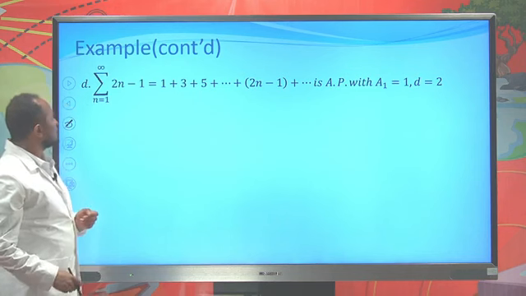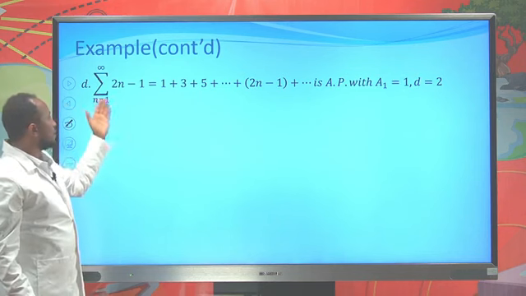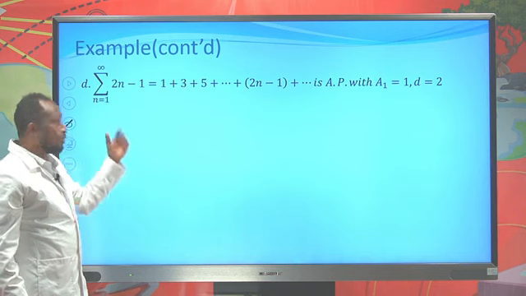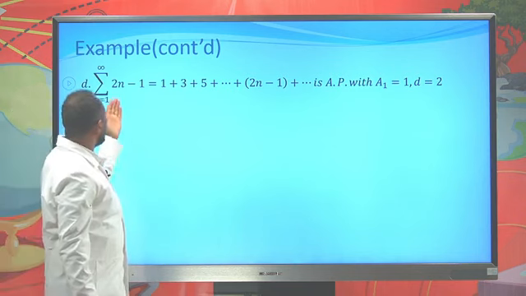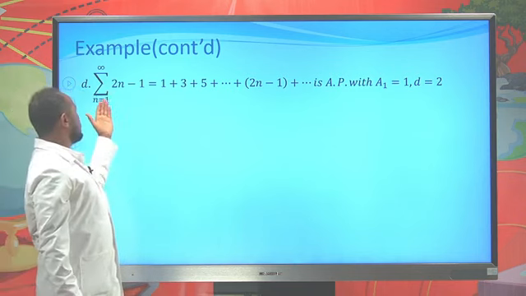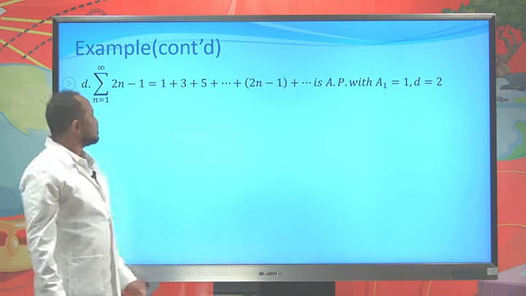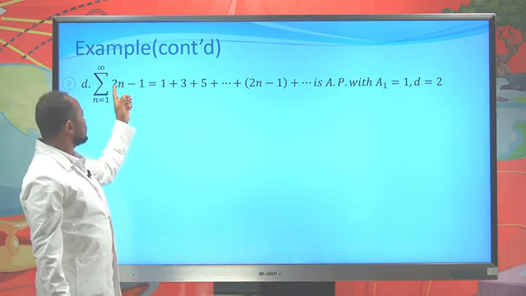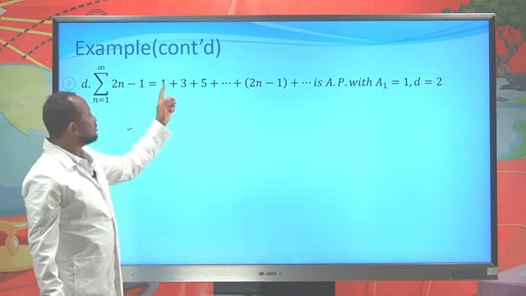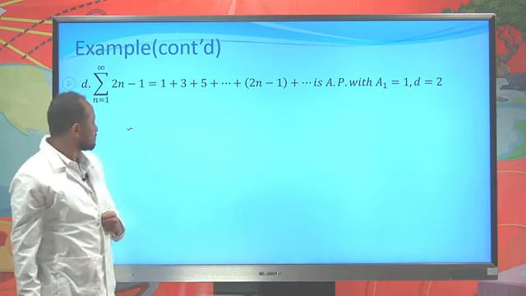This one, we are asked to determine whether this series diverges or converges. So the sum of 2n minus 1, where n starts from 1 up to infinity. This means when you put 1 here, 2 times 1 is 2 minus 1 is 1, plus 3, and it goes on like this.